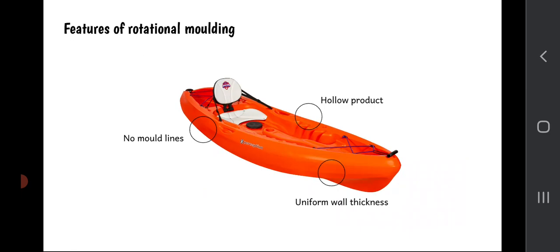So how can we tell if something's been rotationally moulded like this kayak right here? Well, it's entirely hollow. That's a clue that it's been rotationally moulded. It's massive, which is also a clue. That there are no mould split lines anywhere to be found. There are none of the flaws of the other plastic processes. And if we look super closely, we'll discover that the product has a uniform wall thickness. That means that it's the same wall thickness all the way throughout.